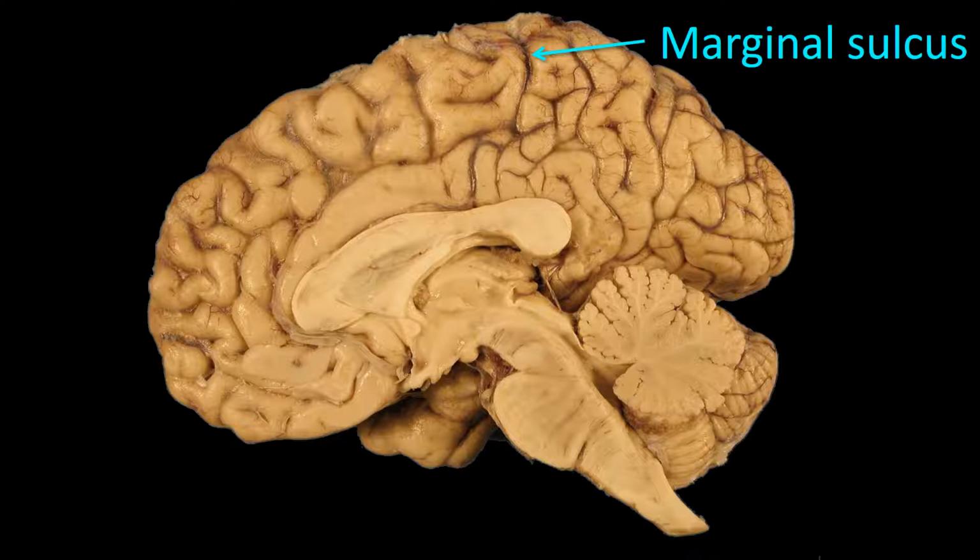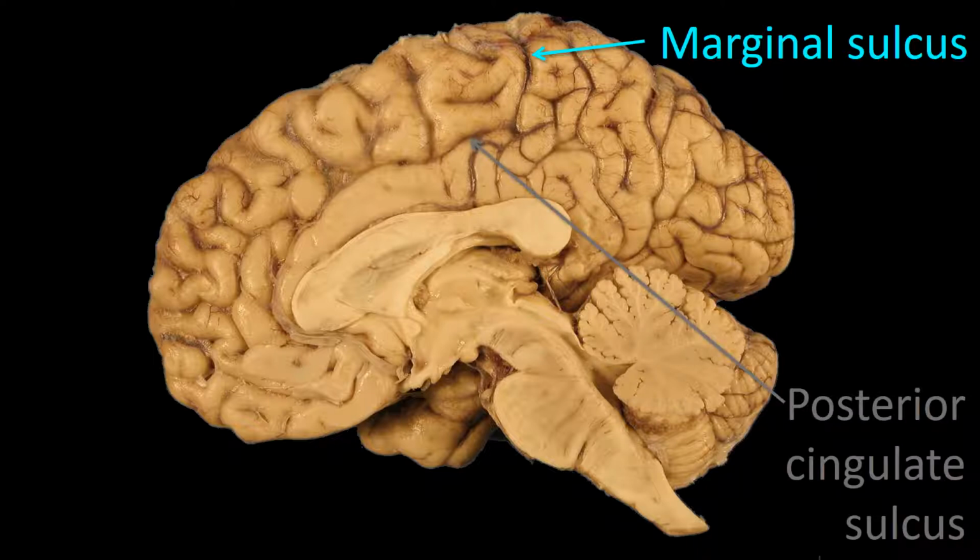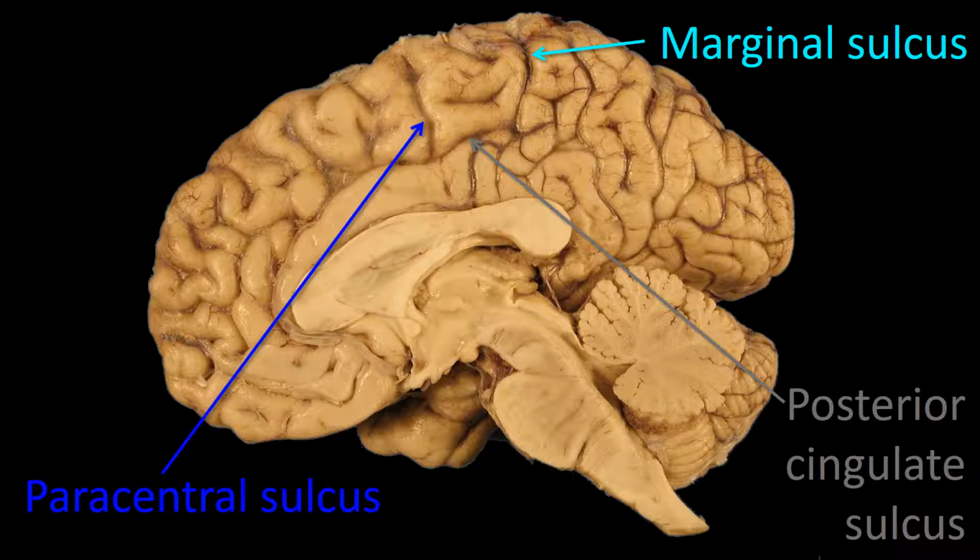A relatively easily identifiable sulcus in the mesial surface of the brain is the marginal sulcus, which is often a continuation of the easiest identifiable sulcus of the medial brain, the cingulate sulcus. Anterior to the marginal sulcus, and often, as in this case, arising from the cingulate sulcus, we find the paracentral sulcus. And somewhere in the middle, between the marginal sulcus and the paracentral sulcus, we find the central sulcus.